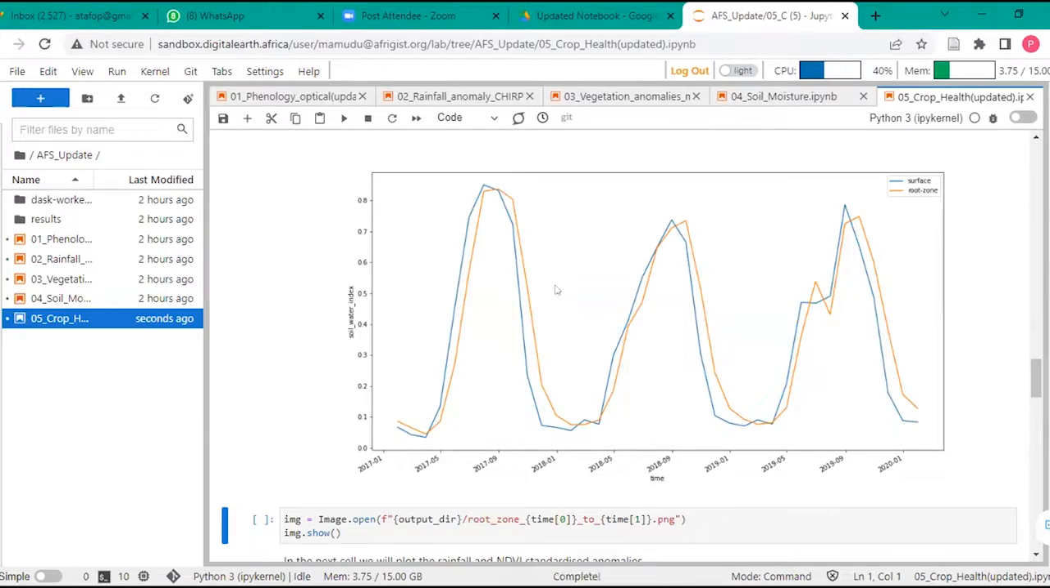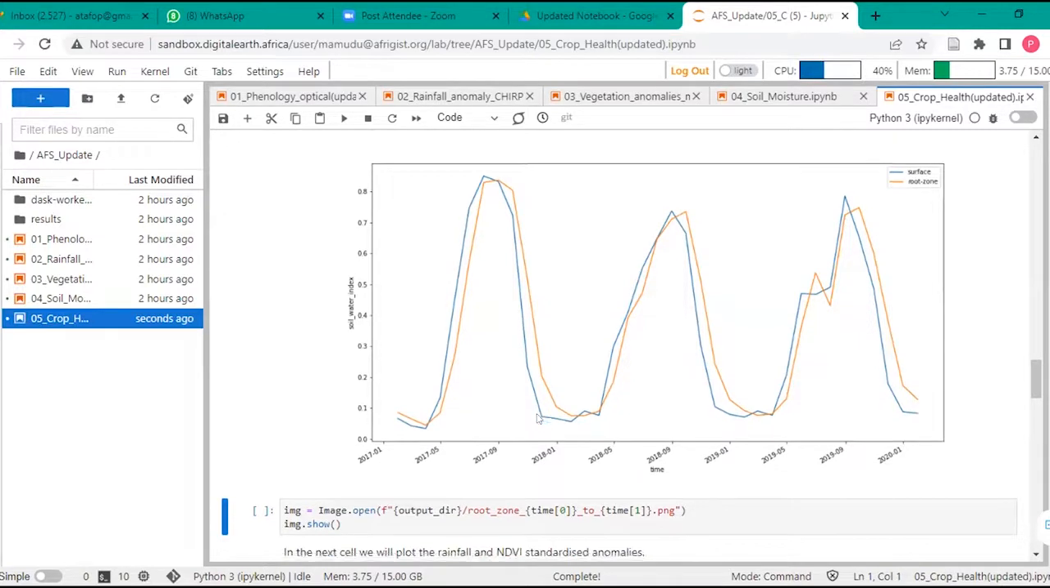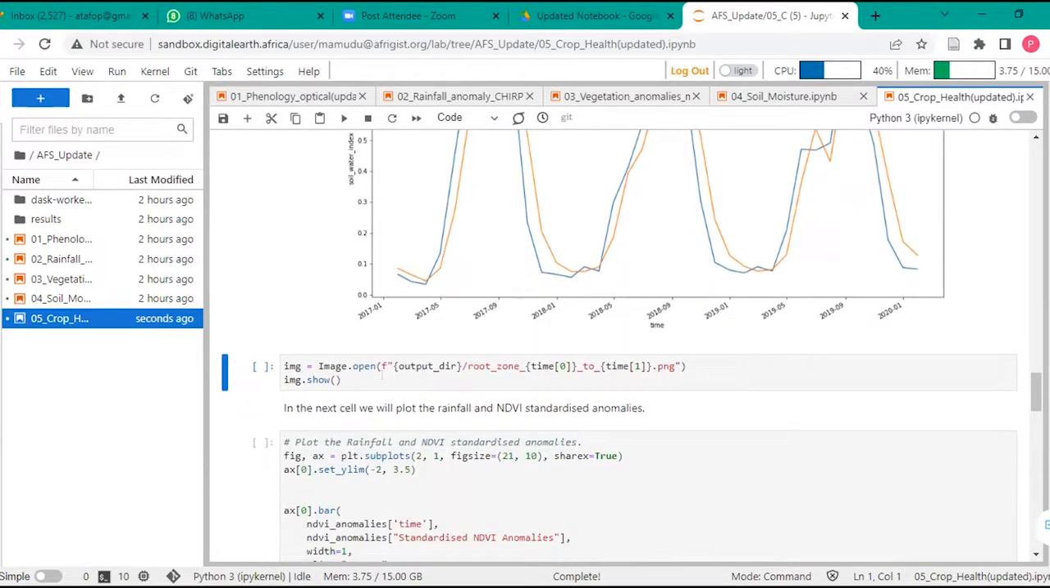So we can almost see a similar relationship from 2017 to 2020. However, we are also seeing that in 2017, there were higher values of soil moisture than in subsequent years. However, 2019 seemed to have the next higher value in surface moisture compared to 2018. So we can also bring that of root zone moisture.